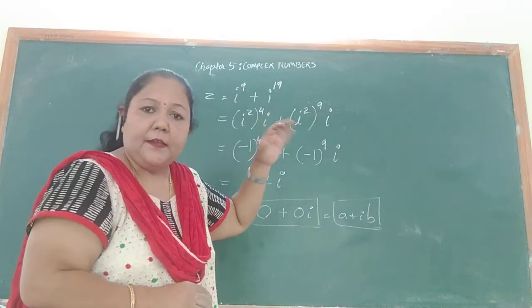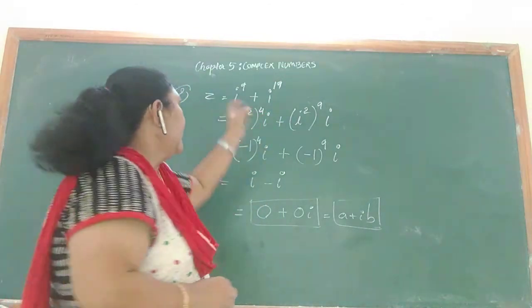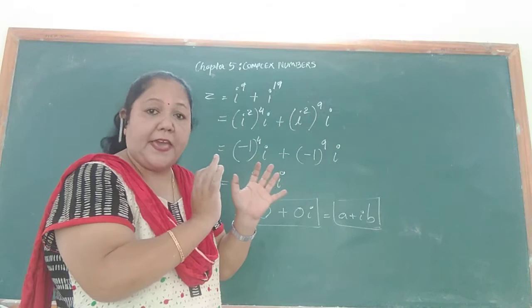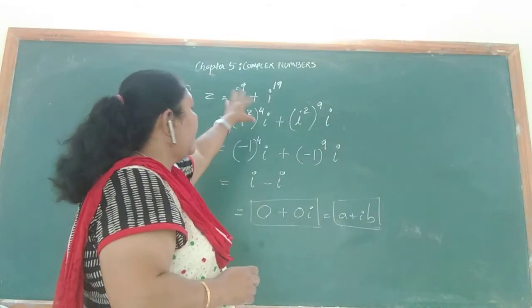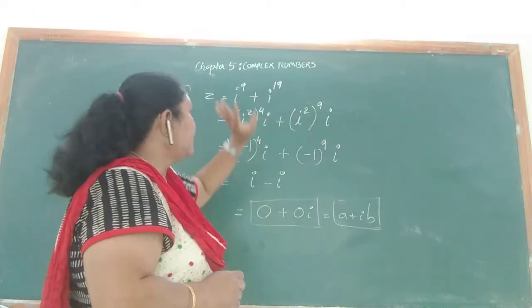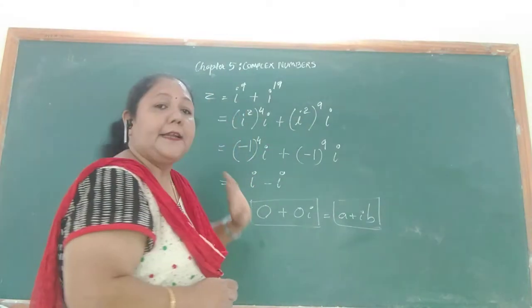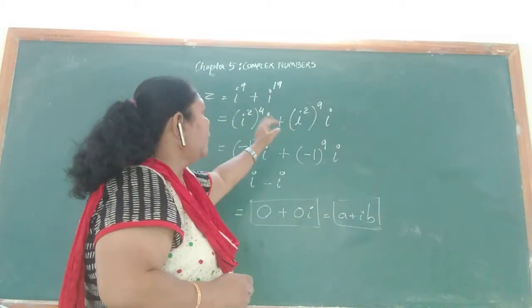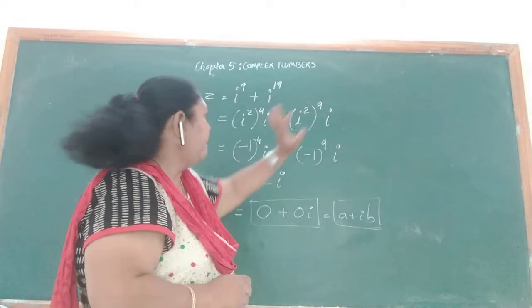I raised to 9. First I try to make it some power of i square. So I wrote i square to the power 4. That gave you 2 4s are 8 and plus 1, that is 9. For 19, I wrote 2 9s are 18 and plus 1.